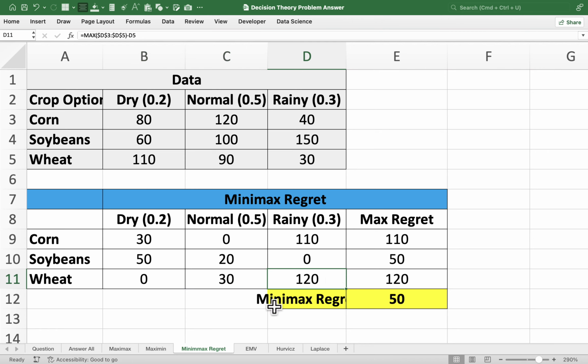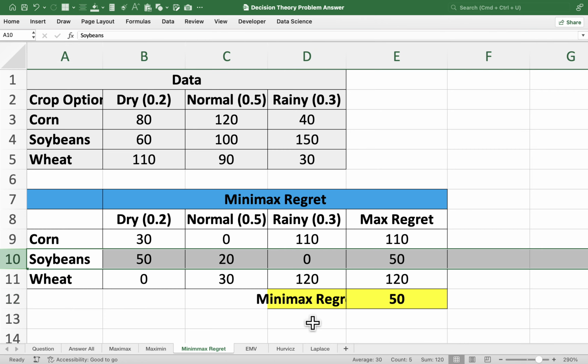In the last step, we will find out minimax regret, which means the option that minimizes your regret, because you want to minimize that regret, and therefore we choose the lowest value, and the lowest value in these three is 50. So 50 is our answer using minimax regret. When a farmer makes a decision about these alternatives using minimax regret, their choice would be soybeans.